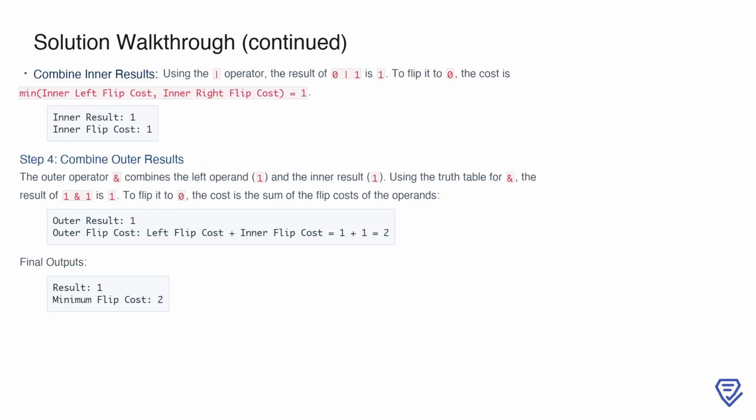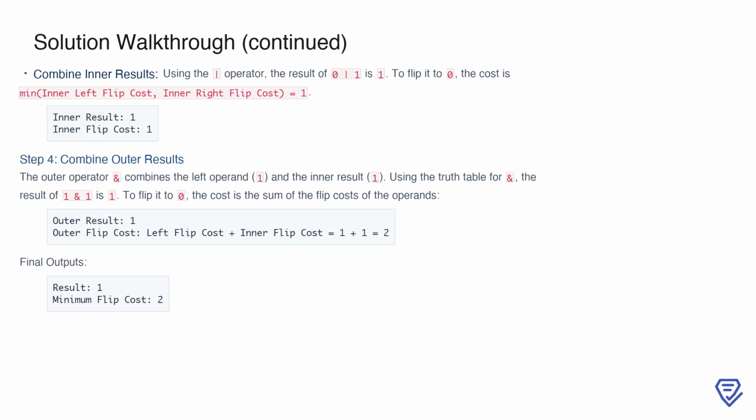With the inner operands of 0 | 1 evaluated, we now combine their results using the operator. The truth table tells us that 0 | 1 results in a value of 1. To flip this result to 0, we only need to flip one of the operands, and the minimum cost for this is min(1, 1), which equals 1. Thus, the inner sub-expression, 0 | 1, has a result of 1 and a flip cost of 1.